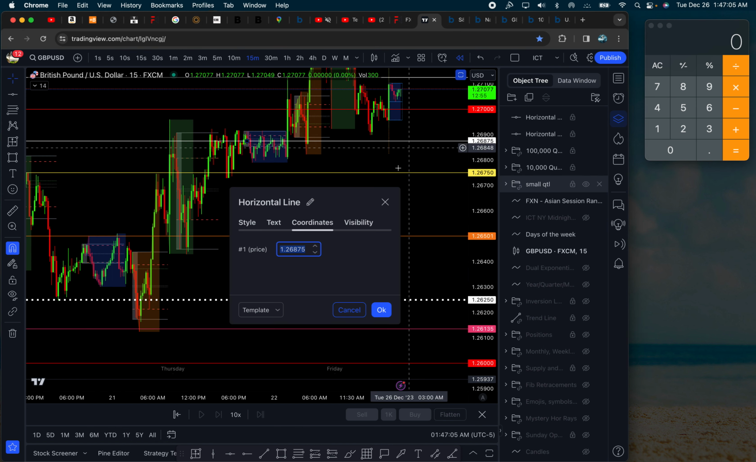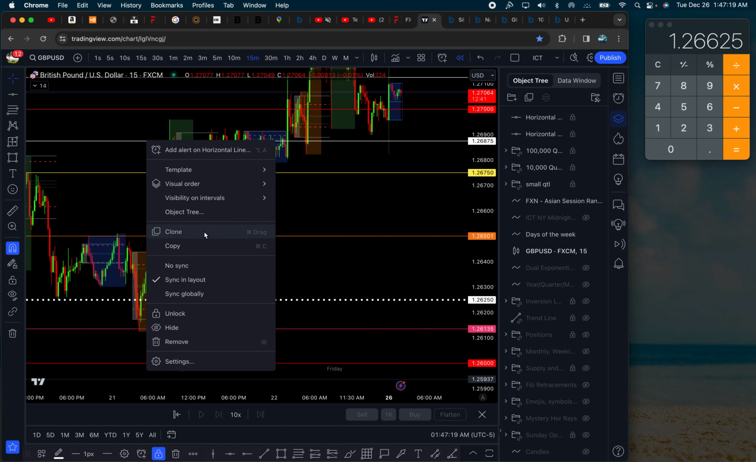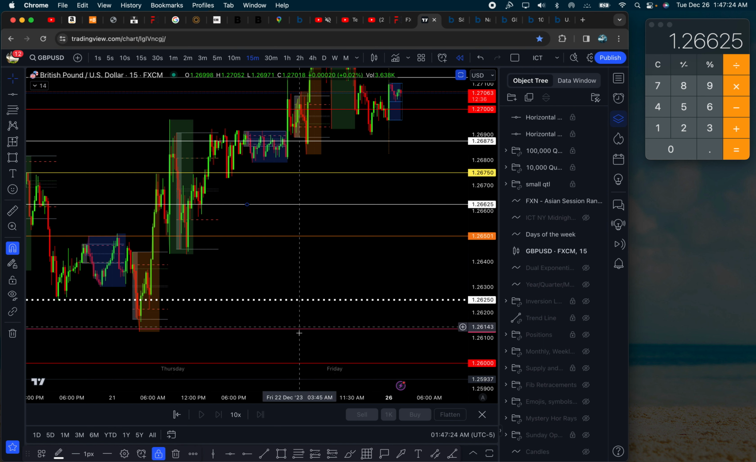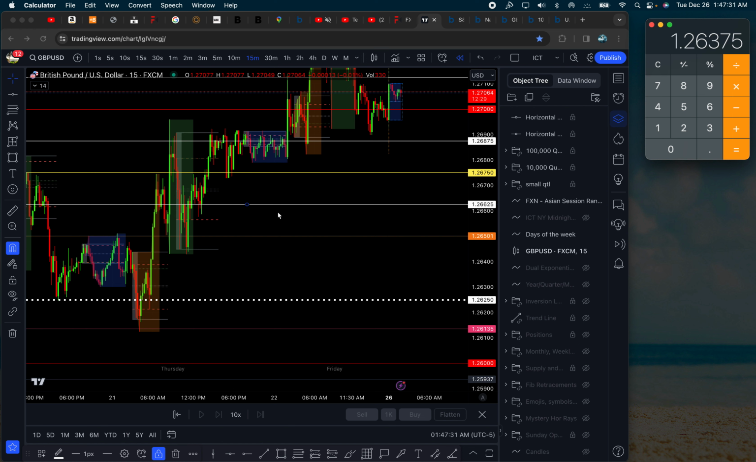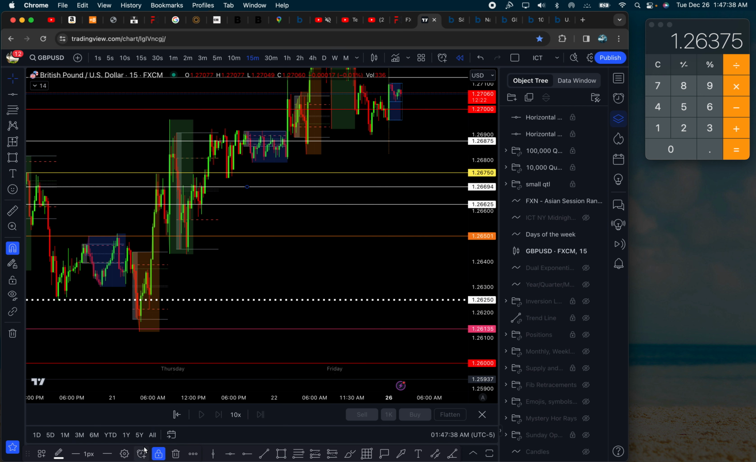Copy paste this, and then just do minus 0.0025, and that's going to give you your next one. Just clone, paste into there, minus 0.0025. The math is different every time you do it, but the concept is the same.